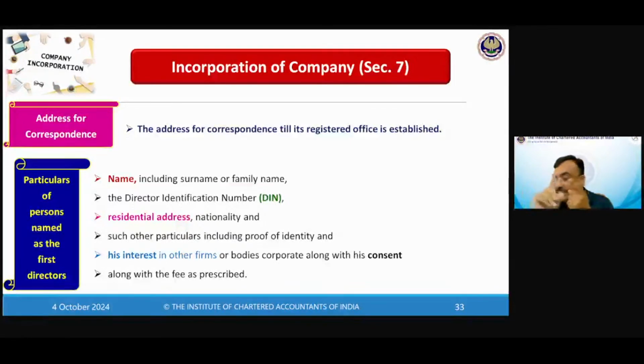It means you have to give the information about the first director, his name, his DIN, his address, his nationality, identity proof, Aadhaar card, PAN card, his interest in other firm, whether he is interested in other firm as a partner, as a director, and also his consent to work as the director for the company with the prescribed fees.